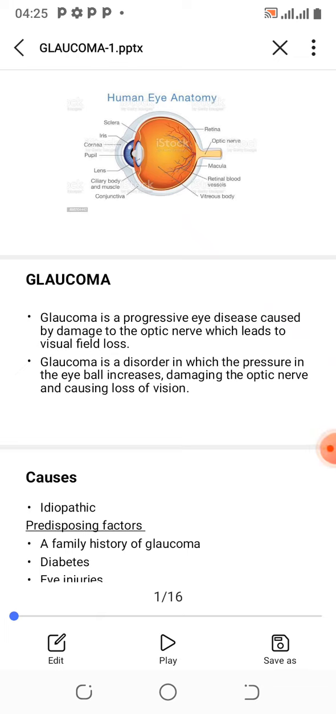Today we are discussing glaucoma. Glaucoma is a progressive eye disease caused by damage to the optic nerve, which leads to vision loss. Another definition says glaucoma is a disorder in which the pressure in the eyeball increases, damaging the optic nerve and causing loss of vision. What are the causes? The cause is not known.